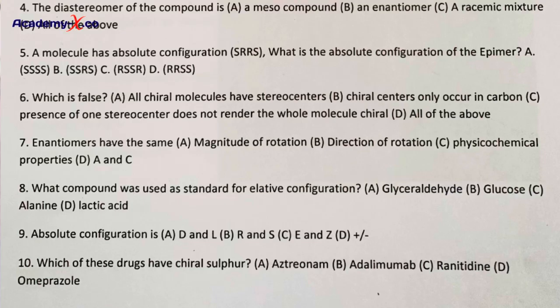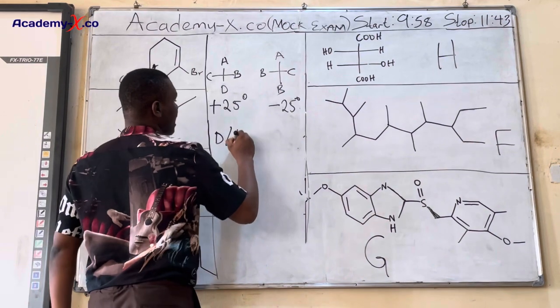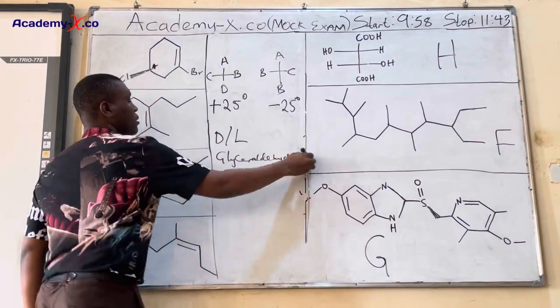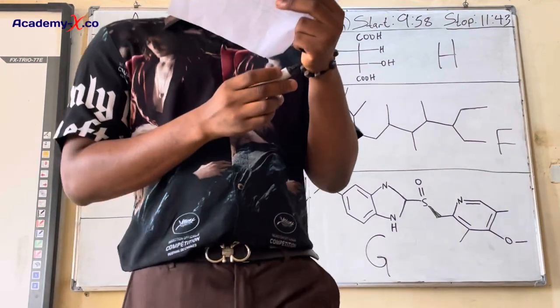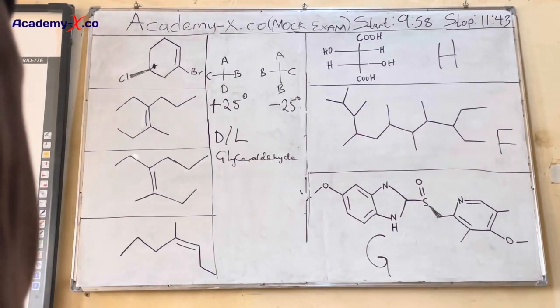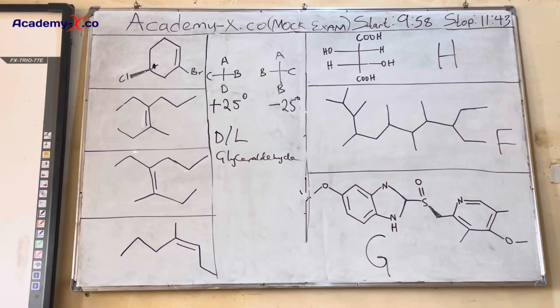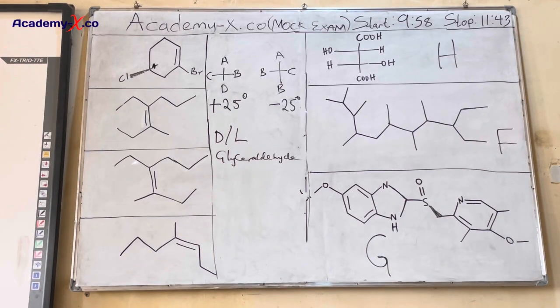What compound was used as standard for relative configuration? No. Glyceraldehyde. I said, what compound was used as standard for relative configuration? The correct answer is glyceraldehyde, not lactic acid. So take note of that. Now, absolute configuration is what? I will not give you the option, but almost all of you got it. R and S. Thank you.